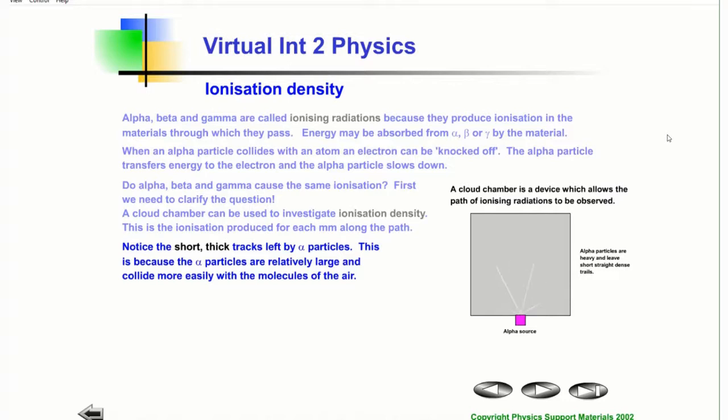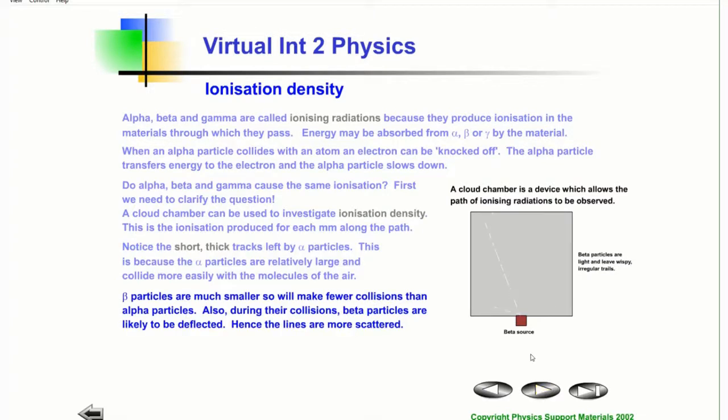Do alpha, beta and gamma cause the same ionization? First, we need to clarify the question. A cloud chamber can be used to investigate ionization density. This is the ionization produced for each millimeter along the path. Here we have an alpha source. Notice the paths are short and thick. The tracks are short and thick because the alpha particles are large and collide more easily with the air molecules.